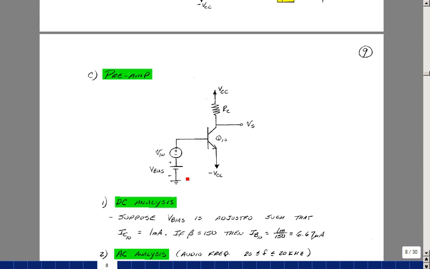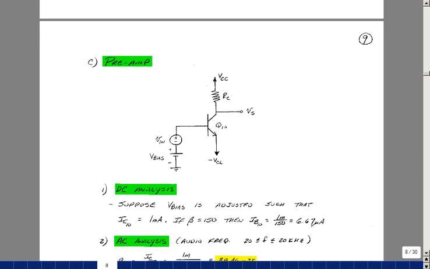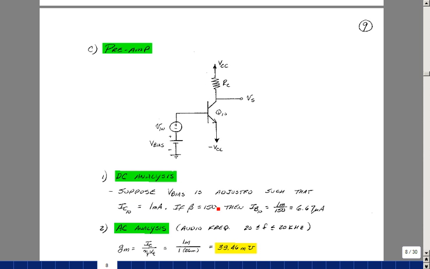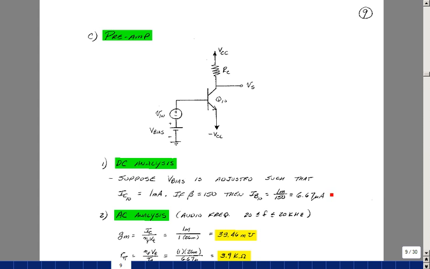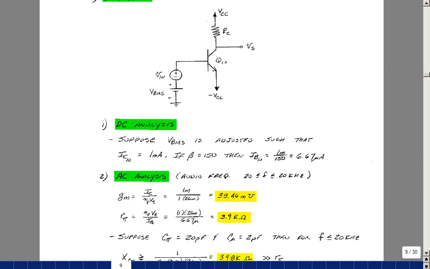Suppose that we could adjust this biasing on the base side to give us a collector current of about 1 milliamp. That's sort of where the betas of the transistors are about their best values. Suppose that beta is 150, which is roughly the nominal value of the transistor we're using. At 1 milliamp, we're looking at a base current of 6.67 microamps. So we could use that then to calculate the AC parameters of gm and rπ.